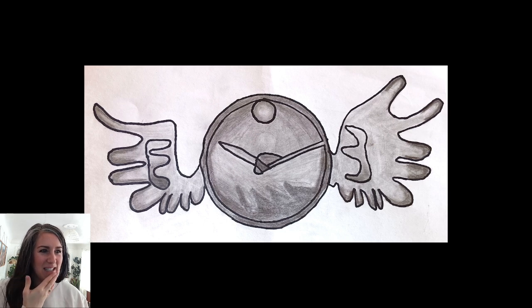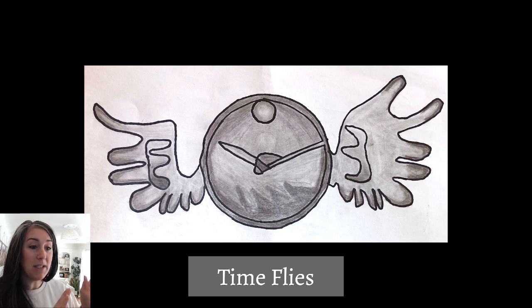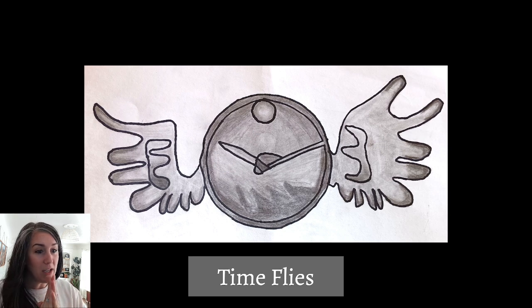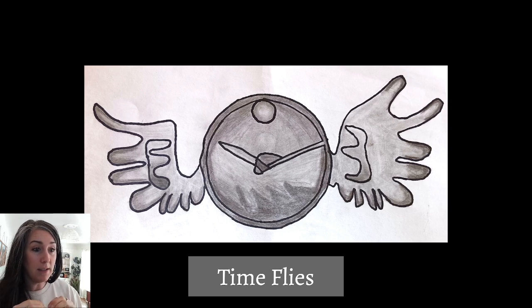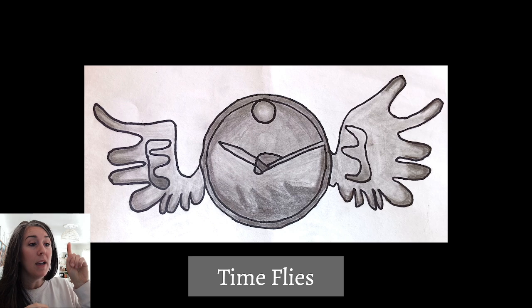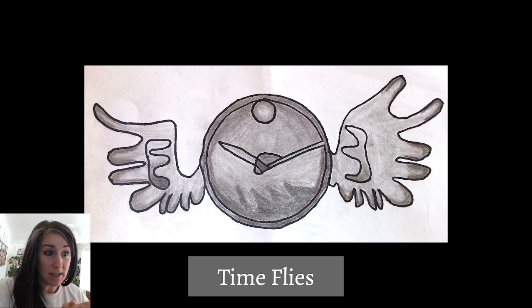All right, next one. What could this be? Looks like we've got a clock. We've got some wings. This one is "time flies." Now, some of these are going to be more obvious than others. Like this one, if you were kind of confused and you're like, is that a compass? There are things I could see done that would make this more obvious, like having numbers 1 through 12 in that circle. That would definitely make it more obvious that it's a clock.